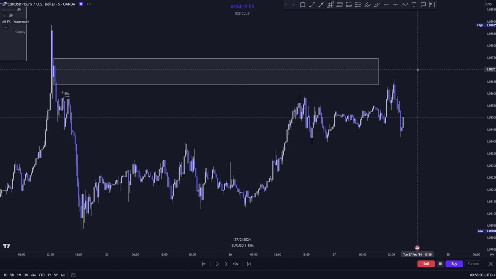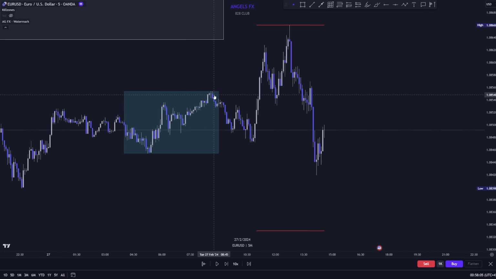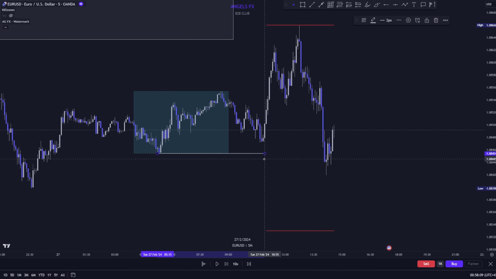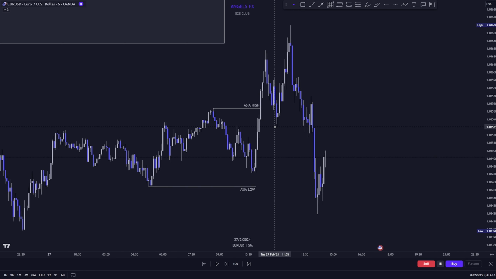Now we can go to the 5-minute time frame, and what we have here, boom. We have the Asia low here, so let's mark the Asia low, and this is our Asia high. Now let's delete this session. What we can see is price swept this Asia high, and these traders got taken out.